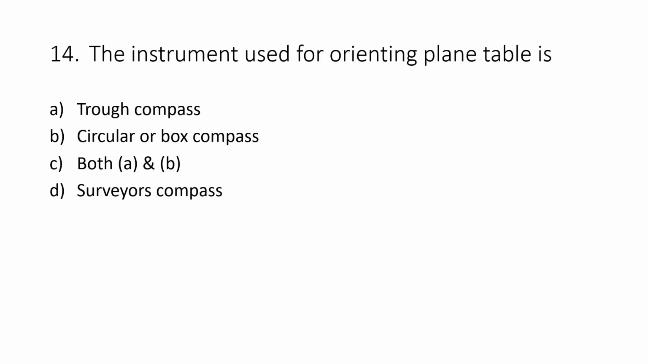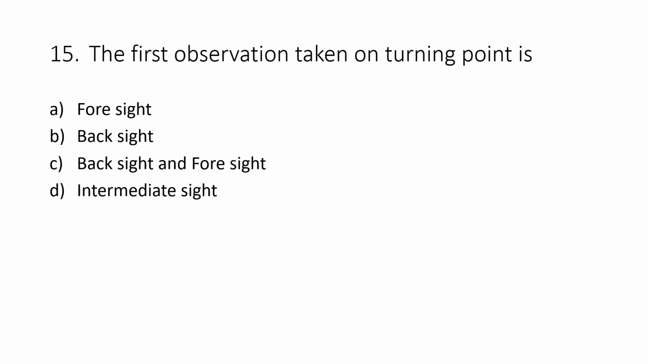Next question is the instrument used for orienting plane table. Trough compass, circular or box compass, both A and B, surveyor's compass. The answer will be option C, both A and B. The instruments used for orienting plane table will be trough compass and circular or box compass. Let's move to the next question.